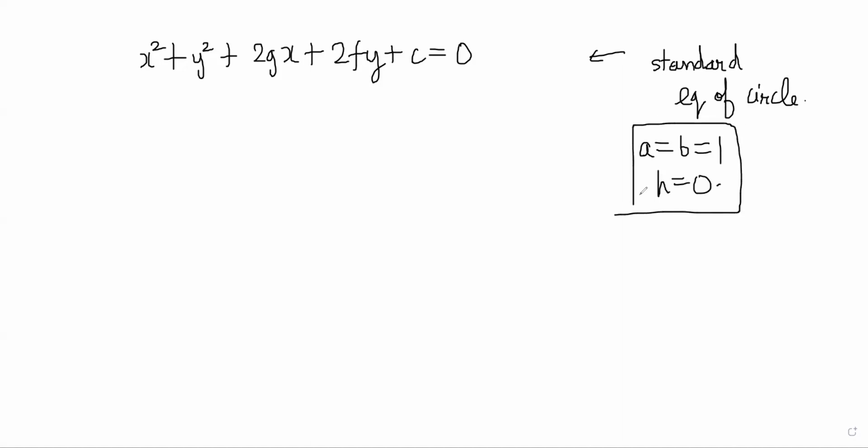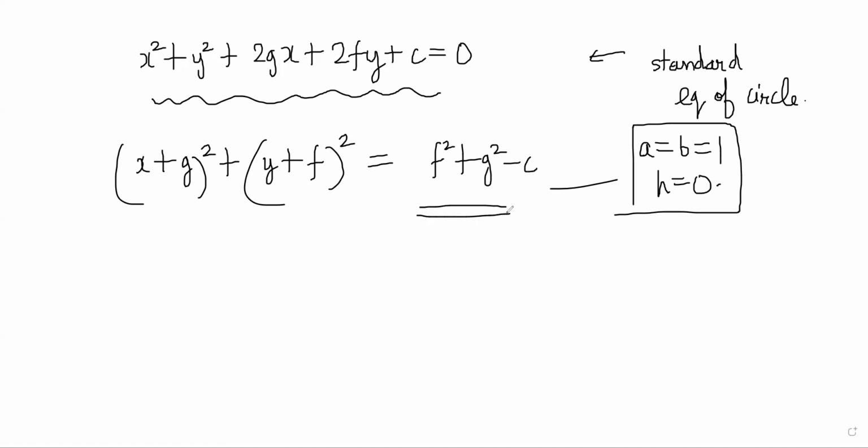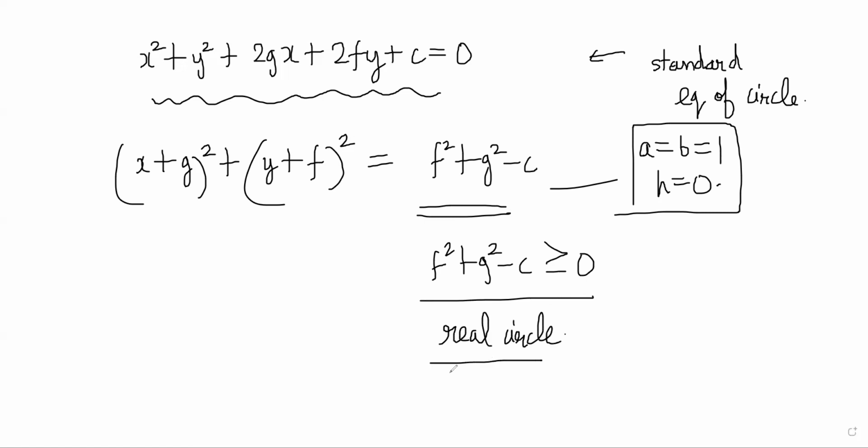The general second degree equation is the most important equation. From there, in the special case, we get this situation where it is clearly a circle, and we can easily show that this is x plus g whole square plus y plus f whole square, and you have c minus g square minus f square. So it goes on the other side, it's f square plus g square minus c. As long as f square plus g square minus c is greater than or equal to 0, you get a real circle.